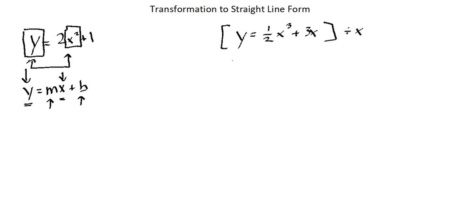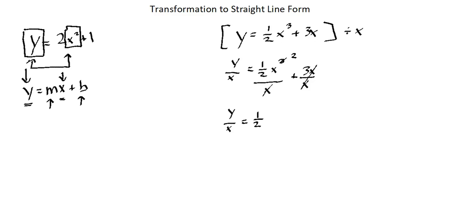and I'll end up with y over x equals 1/2 x to the power of 3 over x plus 3x over x. And I'll have some cancellations. 3x over x becomes 3. 1/2 x cubed over x becomes x squared. And now my equation is y over x equals 1/2 x squared plus 3.